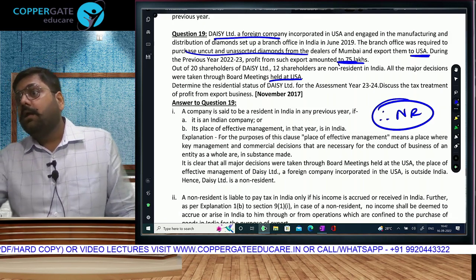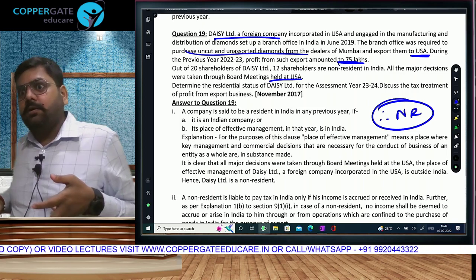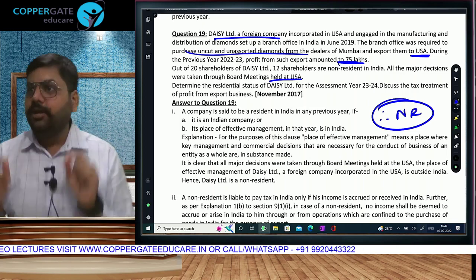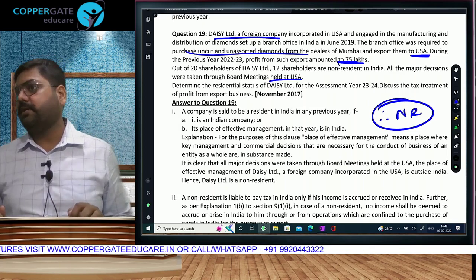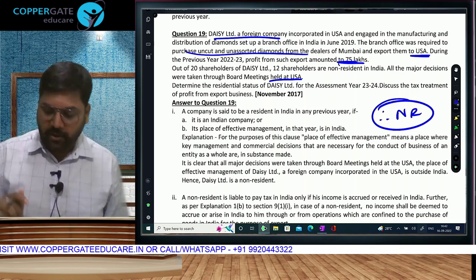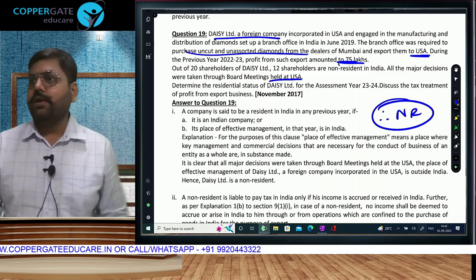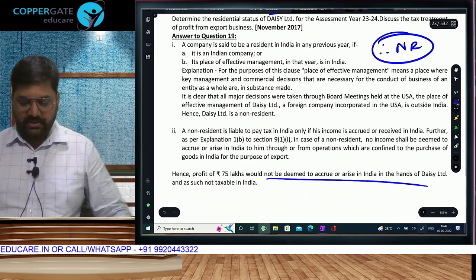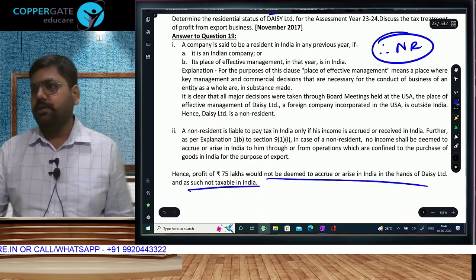Why? अरे business setup in Mumbai बोला ना. But that business is confined to the activity of, and only purchase cannot invite or attract it as Indian income. Therefore this income remains foreign income, and assessee is non-resident and therefore not deemed to accrue or arise in India, and thus it will not be taxable.